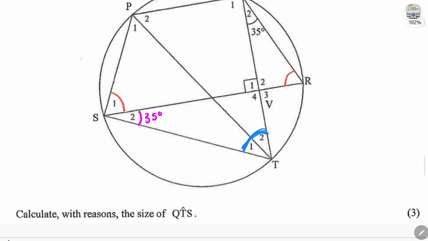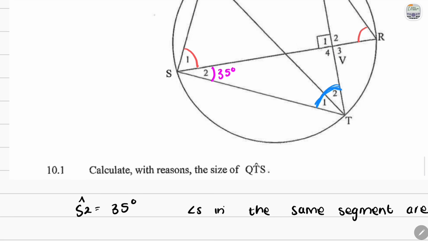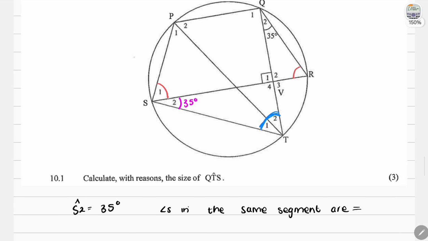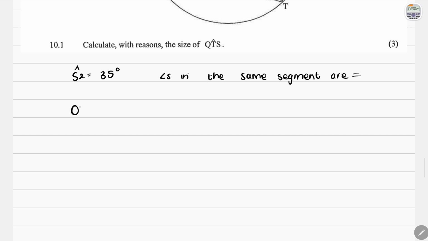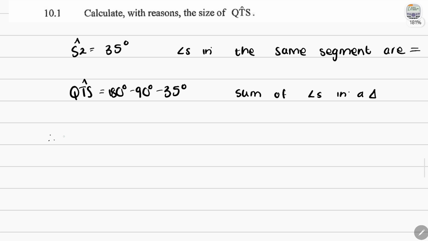Now that we have found that, do you see that we can just use this triangle? We already know that this is 90 degrees because they told us about that, those being perpendicular. Okay, so let's just put that down. We'll go ahead and tell them that this angle we are looking for, which they call QTS, to find this, we say 180 degrees minus 90 degrees minus 35 degrees. And our reason is because of the sum of angles in a triangle. And so angle QTS is equal to, that gives us 90 minus 35 is 55 degrees.